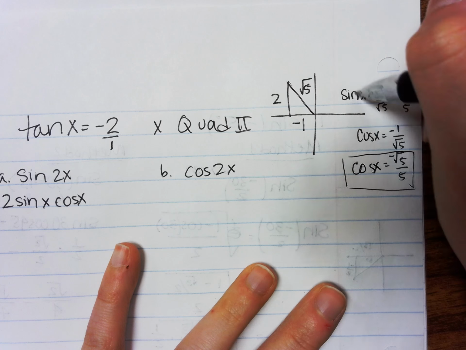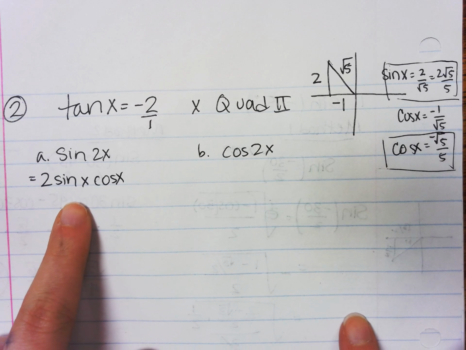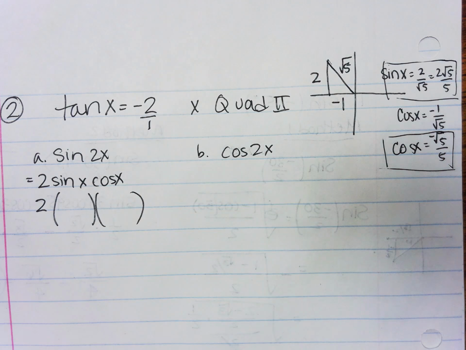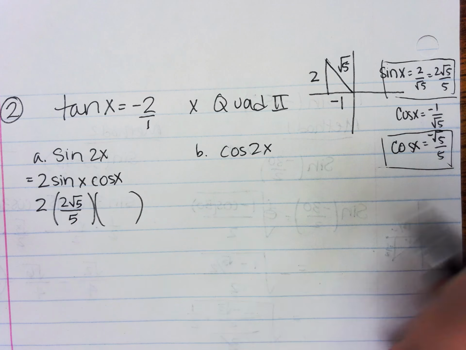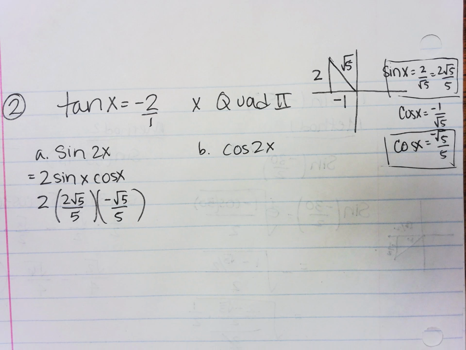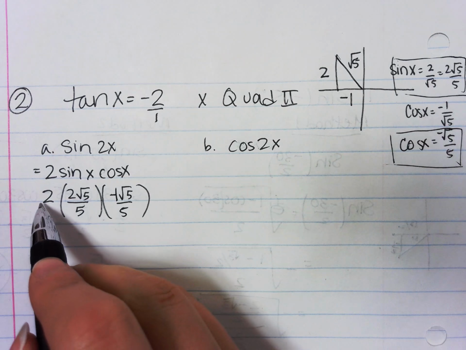So we have cosine of x and we have sine of x. And we're going to plug those values in to find sine of 2x. So the 2 stays. And we're going to replace sine of x and cosine of x. Sine is 2 root 5 over 5. And the cosine of x is negative root 5 over 5.